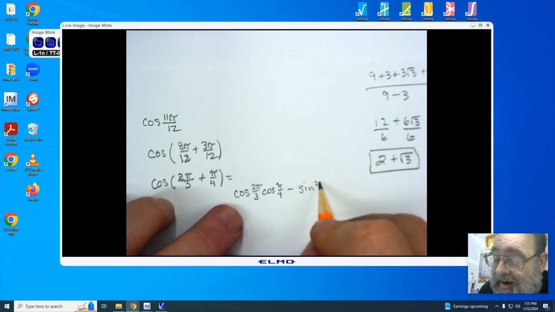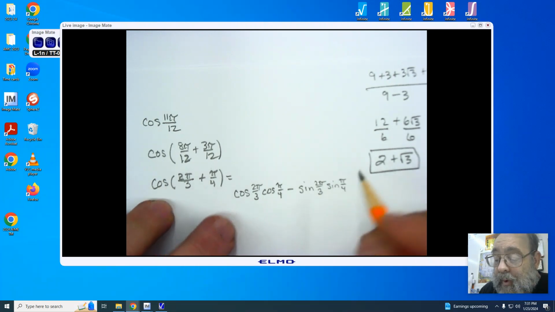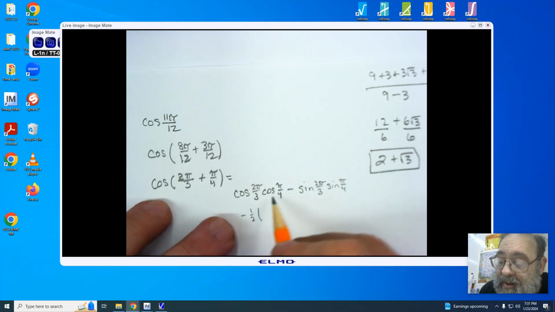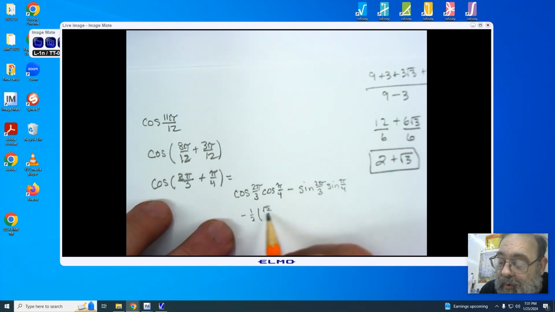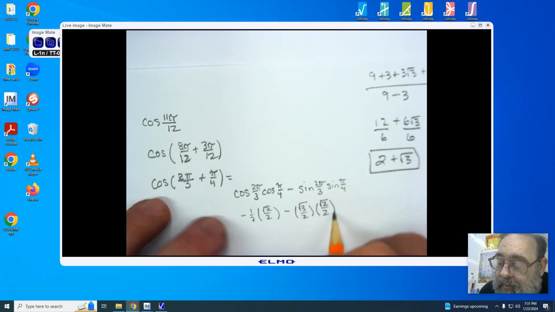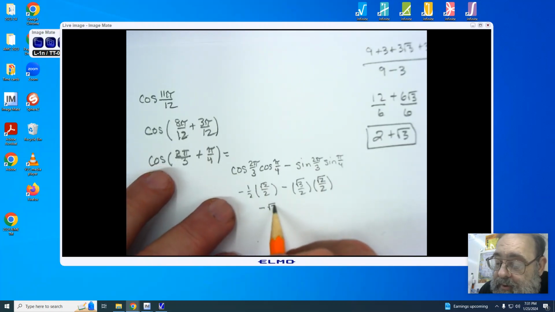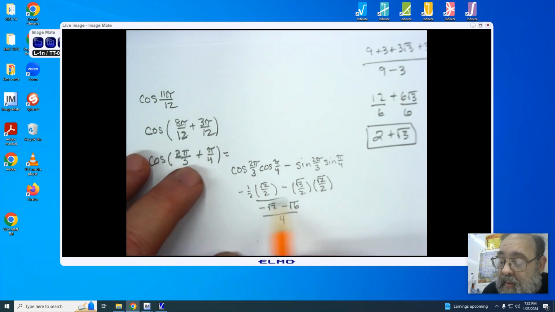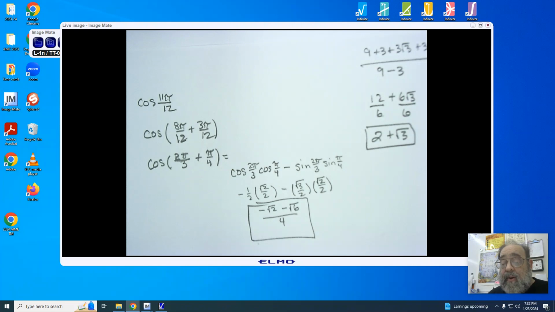So I'm looking at the sine of 2 pi over 3, and then I have the sine of pi over 4. We're now doing a replacement with our ratios. So the cosine of 2 pi over 3 is negative 1/2 times the cosine of pi over 4, which is root 2 over 2, minus the sine of 2 pi over 3 is a positive root 3 over 2, times the sine of pi over 4, which is root 2 over 2. Notice I now end up with negative root 2 minus root 6 all over 4. And that's my answer. Notice it's an exact value.